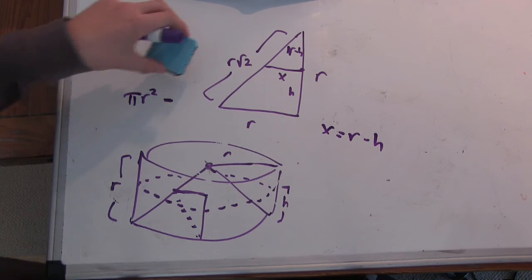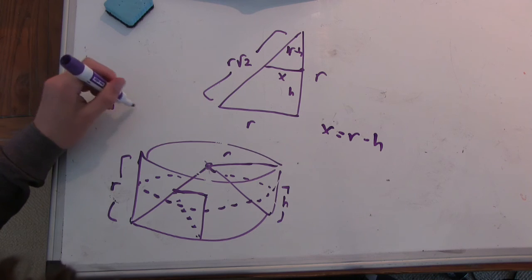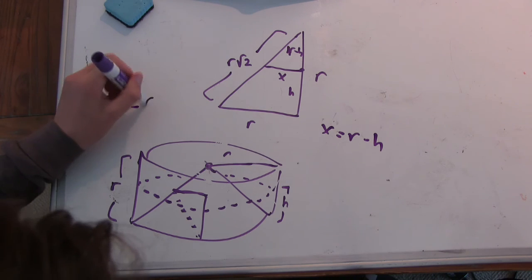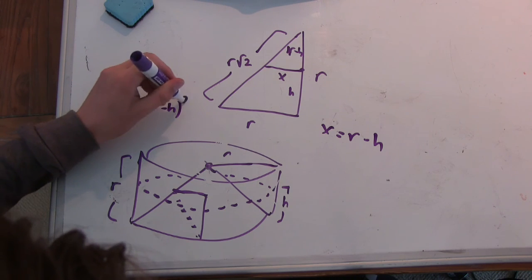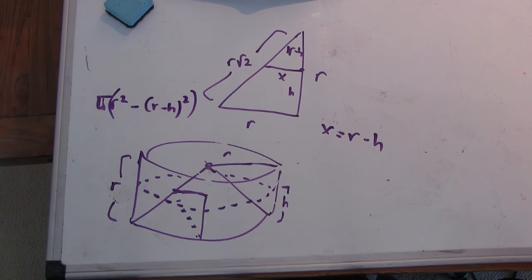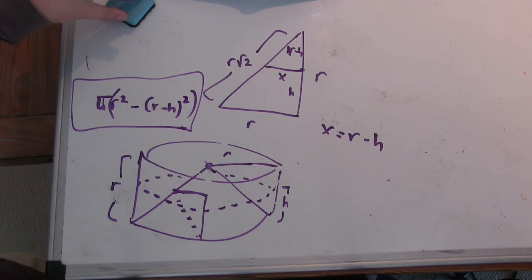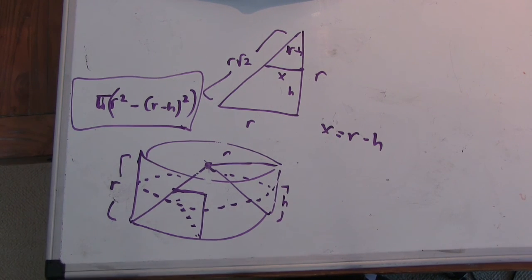So then for our formula we have pi r squared minus pi times (R minus H) squared. I'm just going to take the pi out, so it's pi times this. Okay. So we need to remember this, and then we need to do this for the half sphere now. Great. Let's move to the second video.